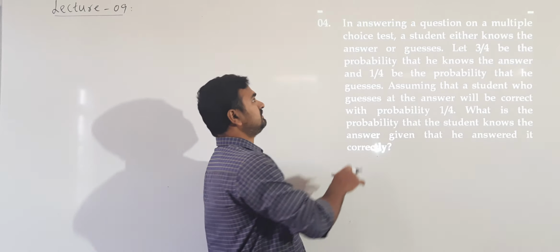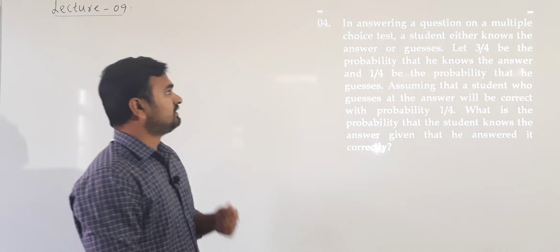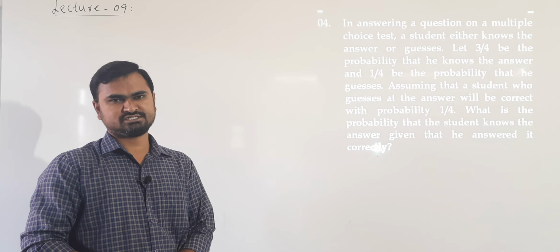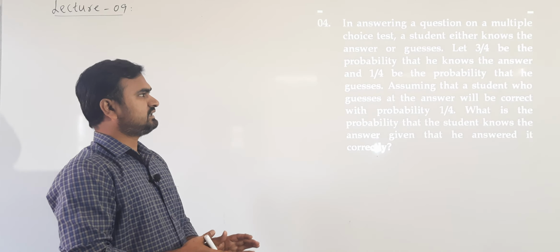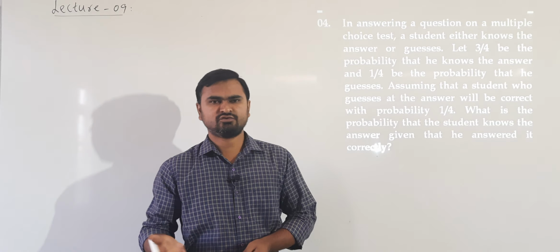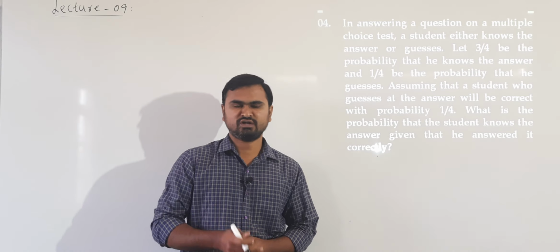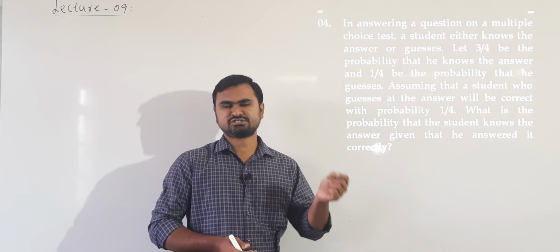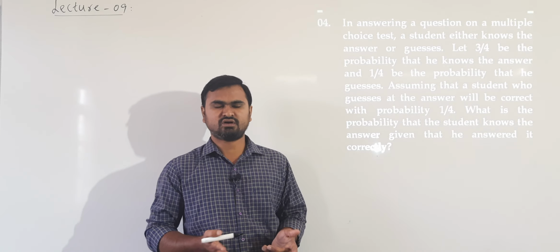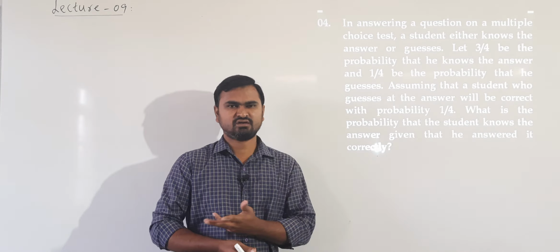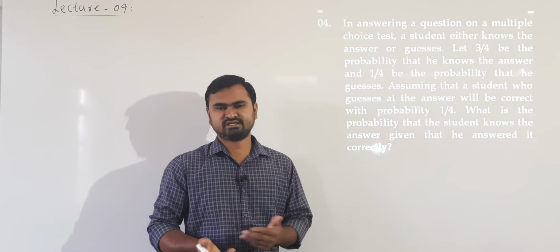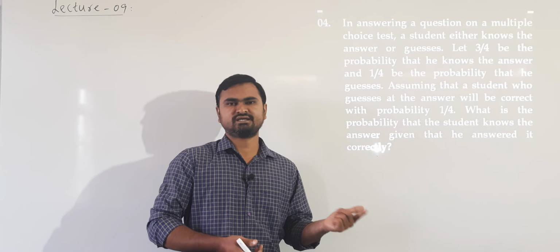So here try to understand the question. In answering a question on a multiple choice test, a student either knows the answer or guesses. Multiple choice means there will be 4 choices given, and only one will be correct. Now whenever a question is given to the student, there are 2 cases: either he knows the answer or he guesses the answer. Out of 4, 1 will be correct anyway. If he knows the answer, he will answer it correctly. If he doesn't know, he will guess the answer.